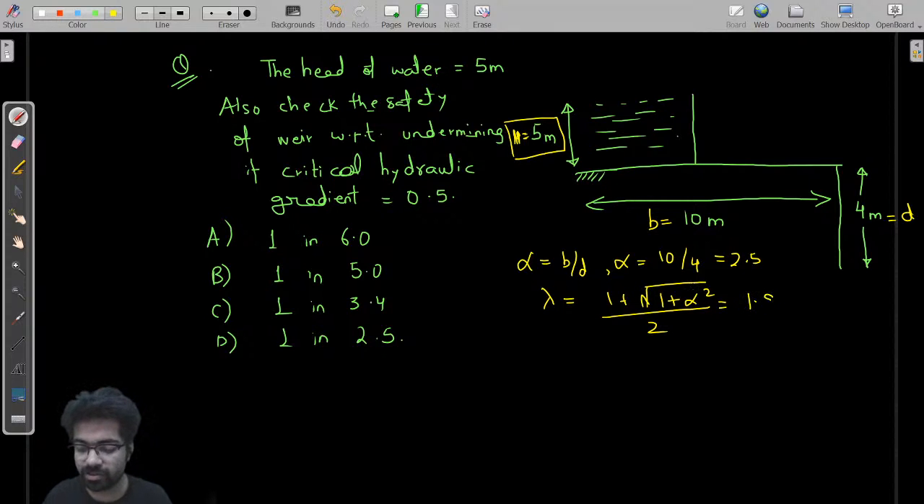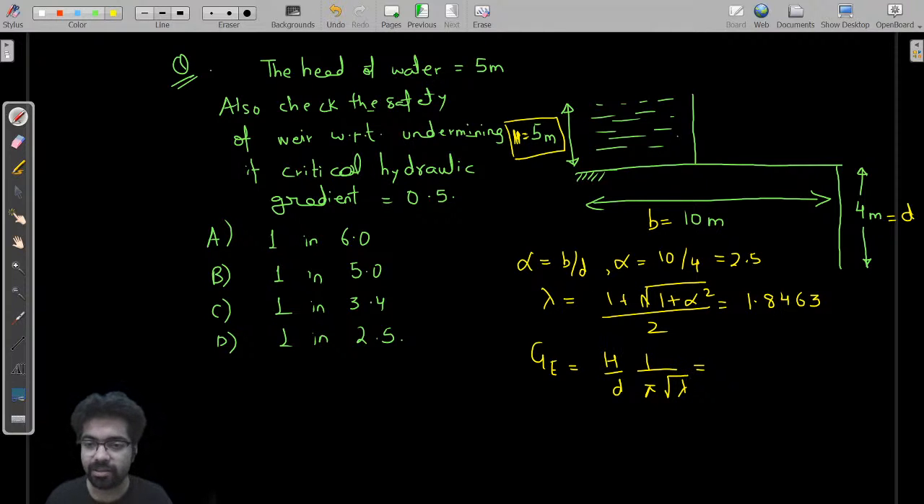Lambda will come out as 1.8463. Then G will come out as h by d, 1 by pi under root lambda. Very good everyone, very good.